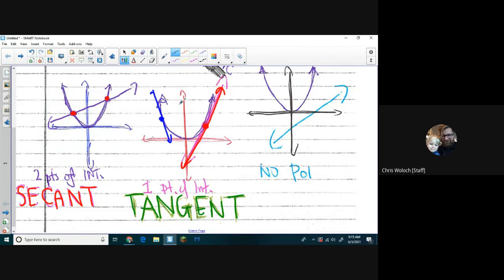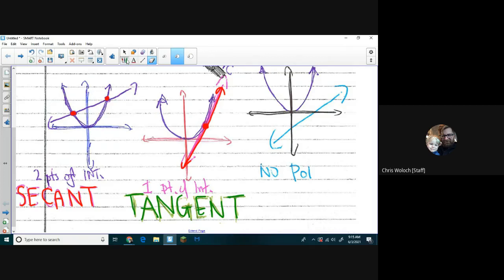Generally, we don't consider a vertical line. If I have a vertical line, that works, right? It crosses the quadratic at 1 point. The problem with a vertical line is that its slope is undefined. It's still a tangent, but you'll see when you take calculus that generally we don't like to use a vertical line as a tangent line because the slope is undefined.